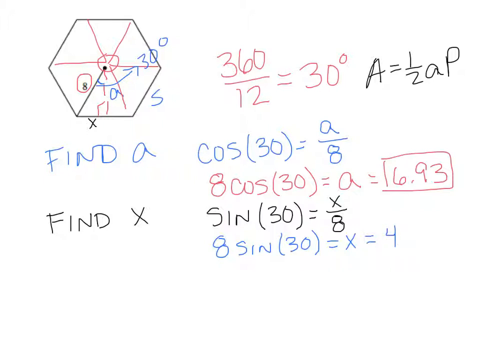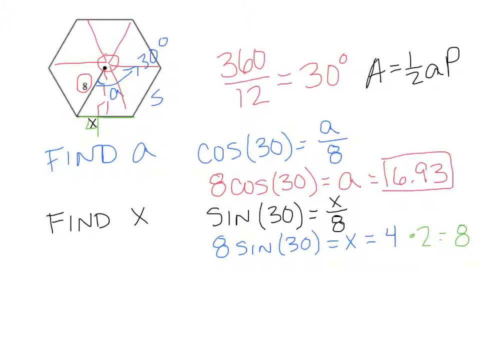Now if we go up to our picture, you're going to notice, I'm going to even change colors so we can really see it, that's 4. So the whole side is twice that, which is 8. That's our side length.